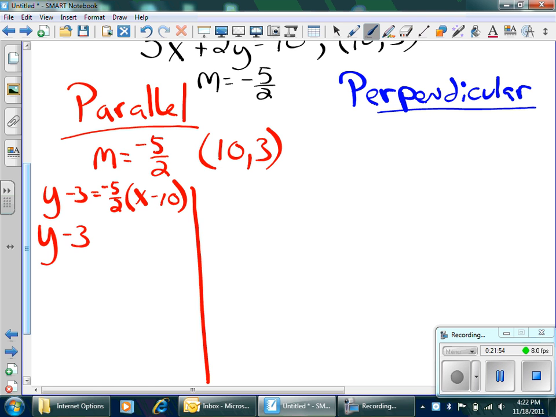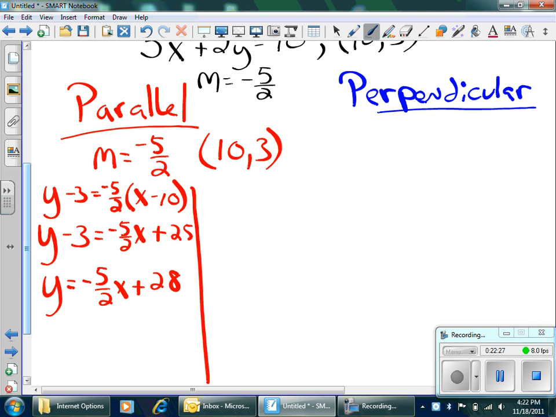I will get y minus 3 equals -5/2 x, and I will get positive... let's see, 2 is going to go into 10 5 times. That'll be 25. Okay, and then y is going to equal -5/2 x. I have to add 3 to both sides. It'll be plus 28. I'm not going to graph it because I don't want to deal with a y-intercept of 28. On the test, I will require you to, but I promise I won't give you something like a y-intercept of 28. It'll come out prettier than that.